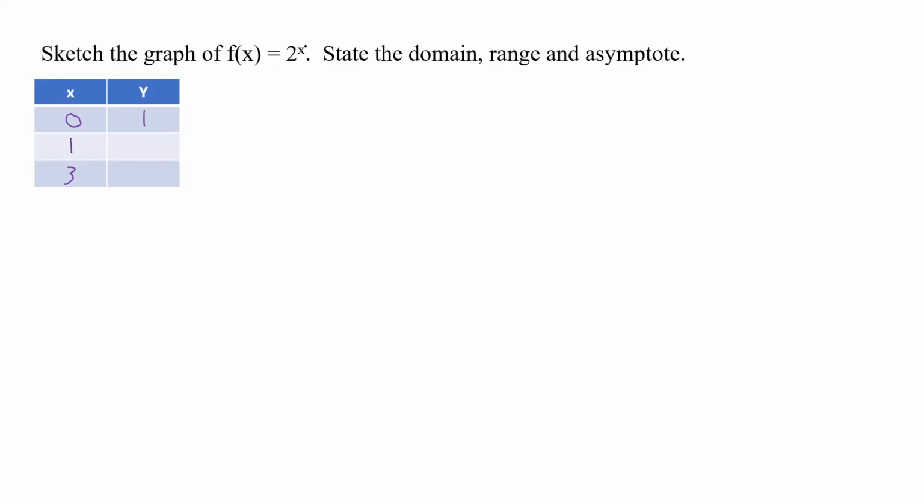Well, if we take 2 to the first, because x is 1, that's just 2. Now, if we take 2 to the third, because x is 3, that's going to be 2 times 2 times 2, so it's going to be 8. And so again, we have our 3 points. We know that it's not going to go below the x-axis, so we don't have to worry about that.